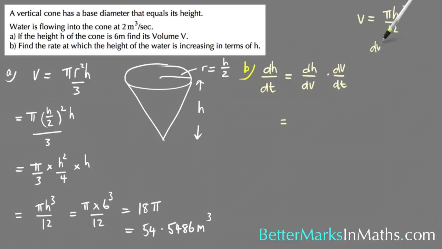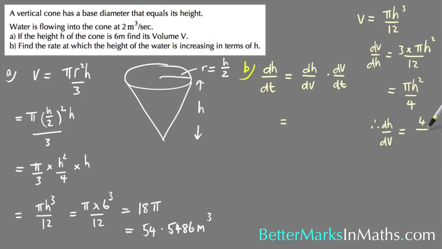So dV/dh is going to be, bringing down the power, times pi h, decrease the power by 1, becomes 2 on 12. 3 into 12 goes 4, and you end up with pi h squared on 4. So therefore dh/dV is equal to, just turn that upside down, 4 on pi h squared, and then sub that into here. So that becomes 4 on pi h squared multiplied by that 2 meters cubed per second.